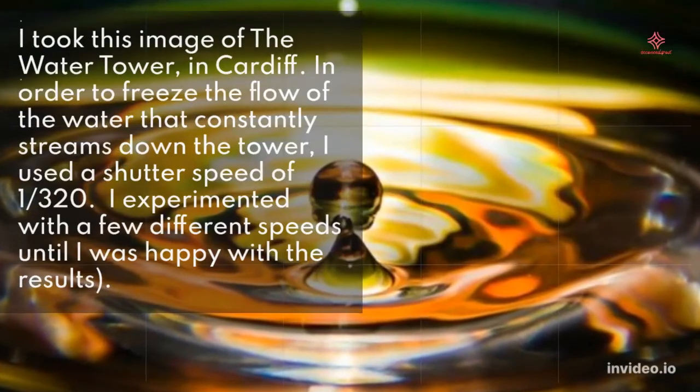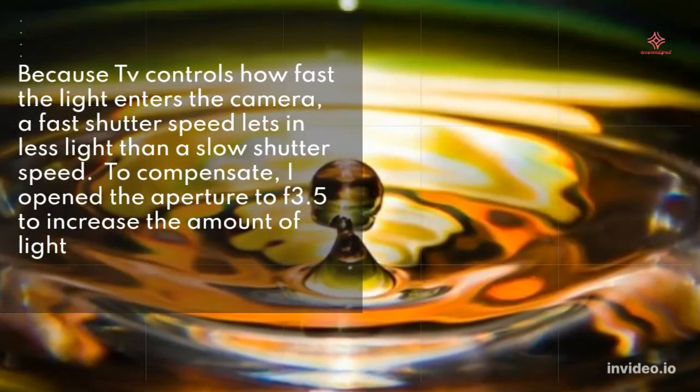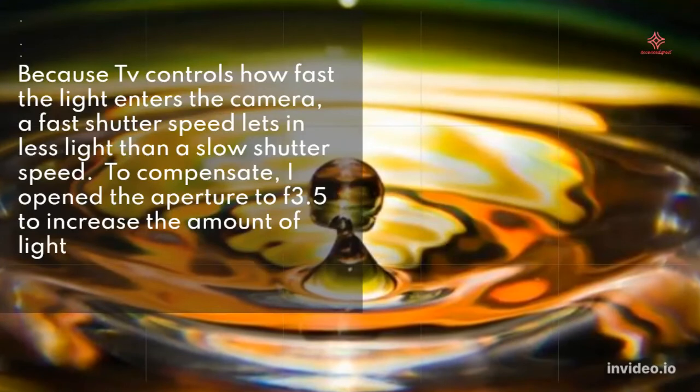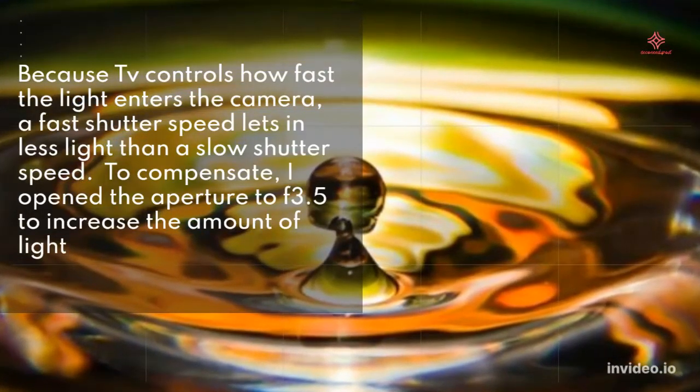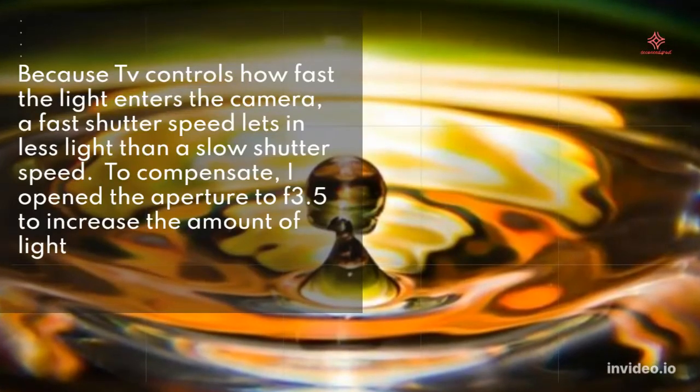Because TV controls how fast the light enters the camera, a fast shutter speed lets in less light than a slow shutter speed. To compensate, I opened the aperture to f3.5 to increase the amount of light.